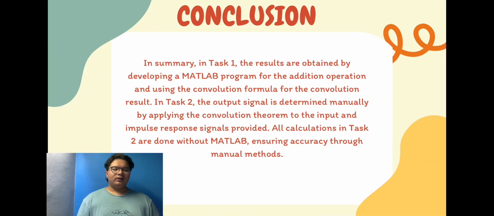To conclude the assignment, in task 1, the results are obtained by developing a MATLAB program for the addition operation and using the convolution formula for the convolution result. While in task 2, the output signal is determined manually by applying the convolution theorem to the input and impulse response signals provided. All calculations in task 2 are done without MATLAB, ensuring accuracy through the manual method.